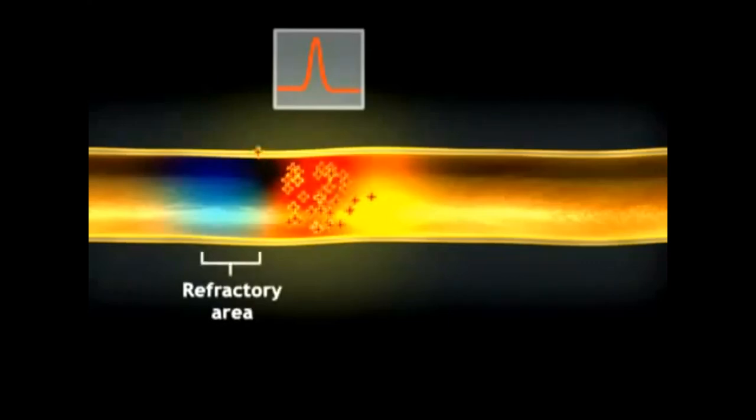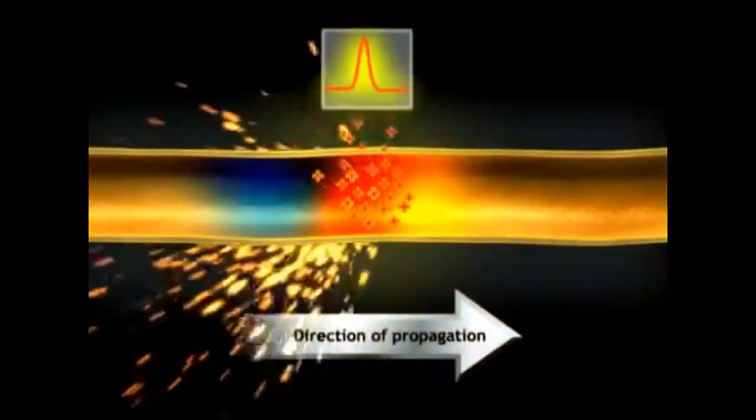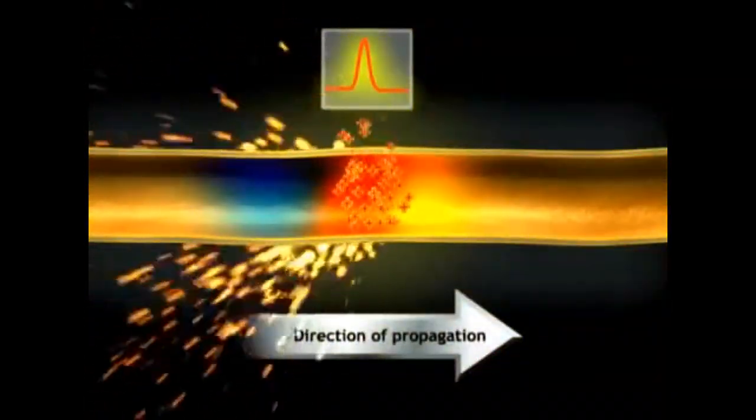The area of axon that fired an action potential a millisecond ago cannot become depolarized now. It is refractory because its sodium channels are inactivated. In this way, the action potential propagates in only one direction, like a fuse.